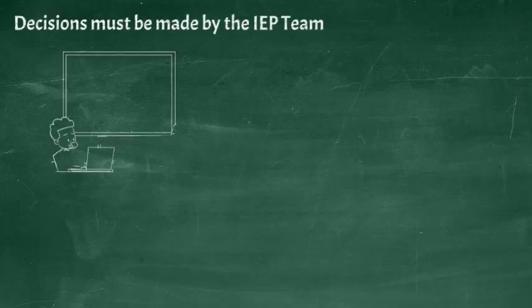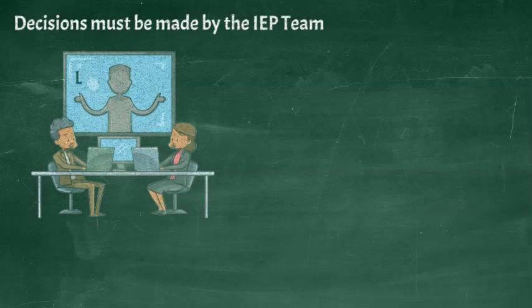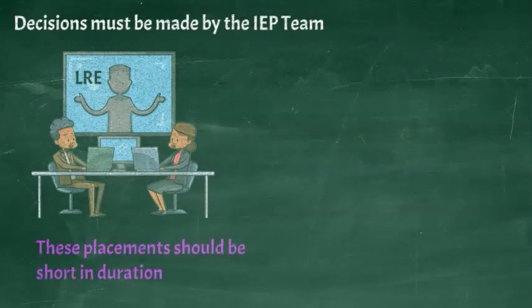Decisions regarding homebound and modified day placements must be made by the student's IEP team, and the IEP team must determine that homebound or modified day is the student's least restrictive environment, or LRE. When actually necessary, these placements should be short in duration.